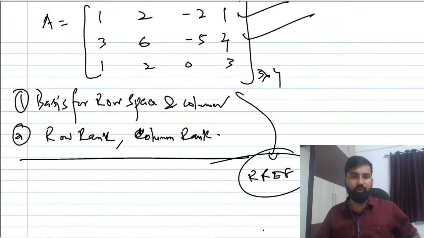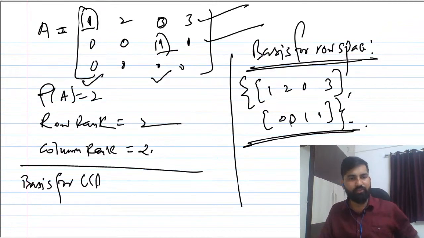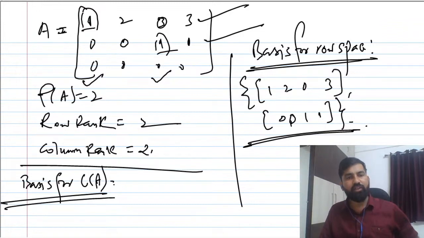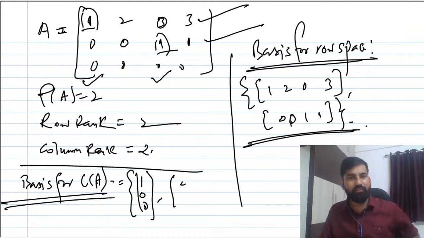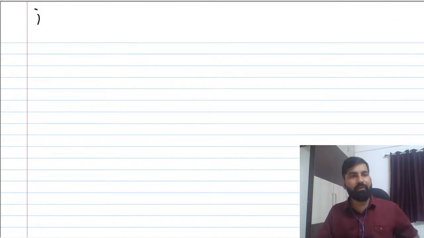क्या लिखोगे यहाँ पर, बेसिस फॉर कॉलम स्पेस विल बी दिस, जहां जहां पिवट्स हैं, एक ये हो जाएगा, एक ये हो जाएगा, राइट। तो हर कोई पूछता है भाई बेसिस फॉर कॉलम स्पेस क्या है, you can say column space is this, right. C of A means column space of A, you can write that 1 0 0, this is one vector, and 0 1 0, this is the second vector, right. अब कोई पूछता है भाई what is the dimension of column space?